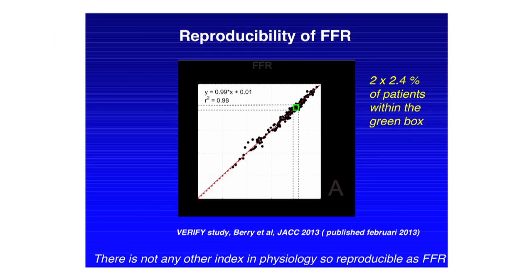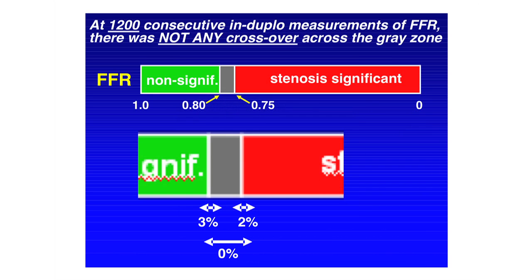You can also look at it in another way. If you look at this complete collection of data and you are talking about reproducibility, only 2 times 2.4% of the patients, 2.4 being the coefficient of variation, are within that small green box. And in a very large clinical series, here 1200 consecutive patients in whom duplicate measurements of FFR were performed, there was no crossover from red to green or vice versa. A few patients went from green to gray or from red to gray, but there is no crossover across the gray zone. So again, the reproducibility of FFR is extremely high and the measurements are very reliable.